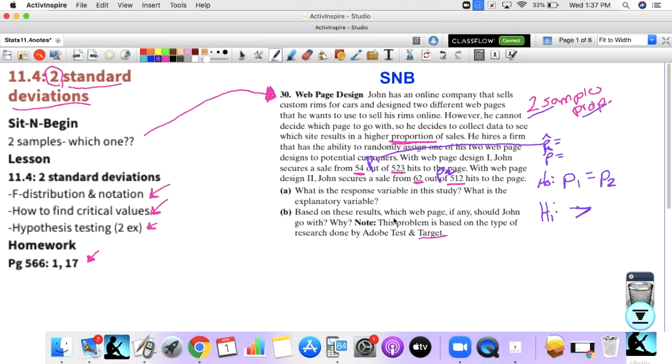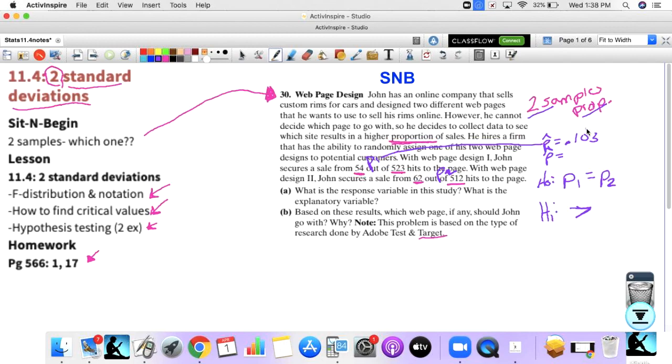We don't want to do different here because if we're choosing, yes, we should go with it or go with the other one, then we can't have not equals. Okay, that would just mean you would choose one or the other. So I'm going to set up my P hat. I'm going to do 54 divided by 523. And I'm going to get 0.1032, so about 10%.